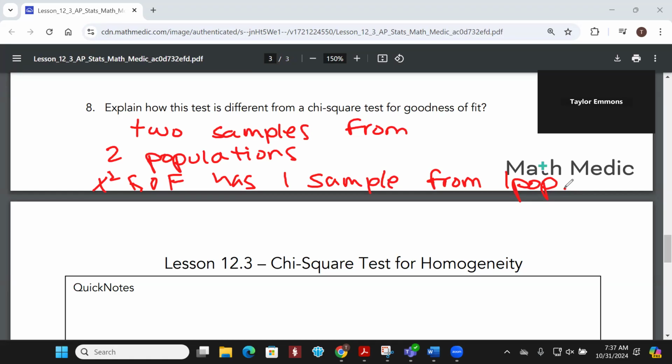What kind of test should be used for this situation? Would you reject the null? Would you fail to reject the null? All of that. What conditions are met? Okay, go ahead and flip the page. Let's summarize. We gotta do this quick.